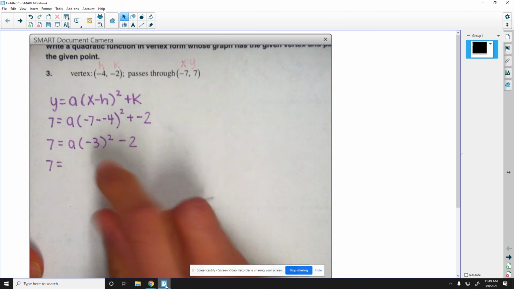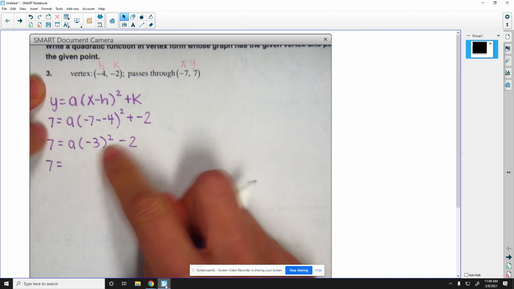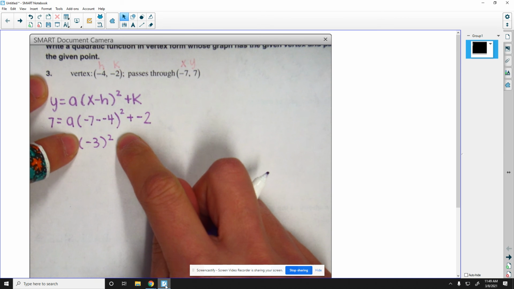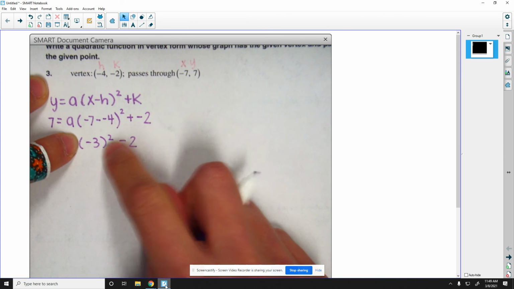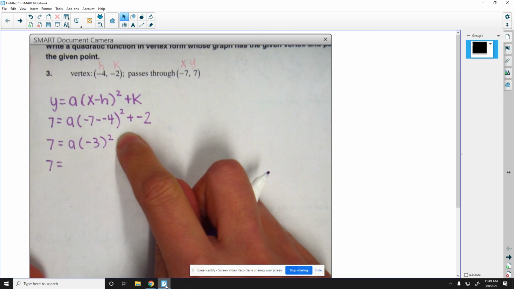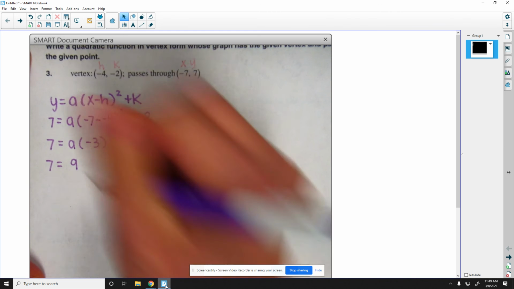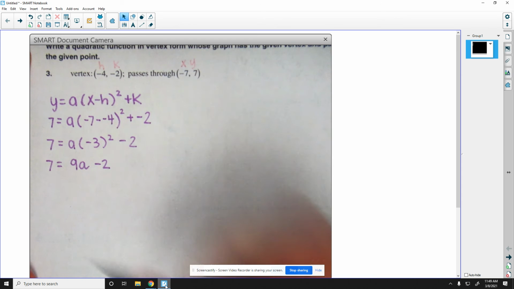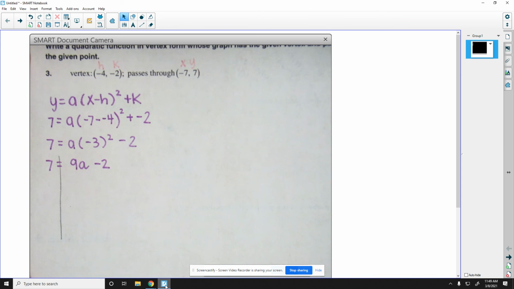So I have 7 equals A times -3 squared, because PEMDAS tells you to do exponents first. -3 squared, is that -9 or +9? +9 because of the parentheses, right? So don't forget there are parentheses there. -3 times -3 is +9a, and then -2. So now this has become a two-step equation.